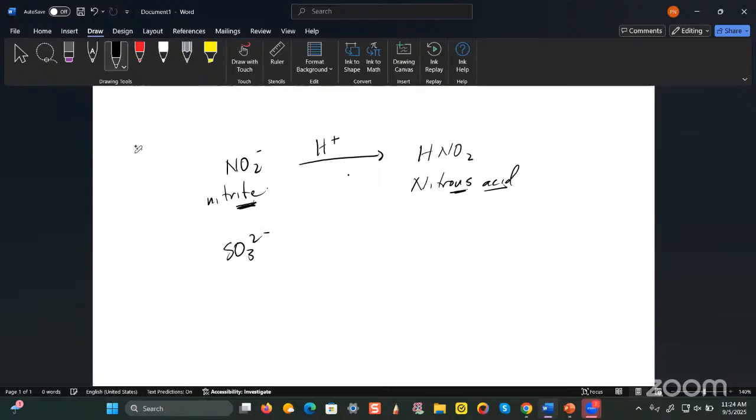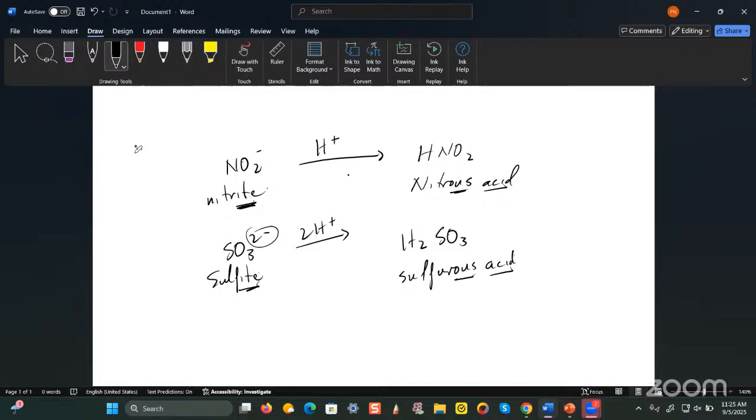All right. So here's another example. SO3 2 minus, right? In this case, it's called the sulfite ion. And if you add, in this case, two H pluses, you need to add two H pluses because you have a negative 2 charge here. So you're going to end up with H2SO3. And therefore, the name of this acid is sulfurous acid. So again, as you can see, the ending of the anion is ITE. And therefore, the ending of the corresponding acid name is OUS acid. All right? So that's how you name these acids, right? According to the name of the anion from which they're formed.